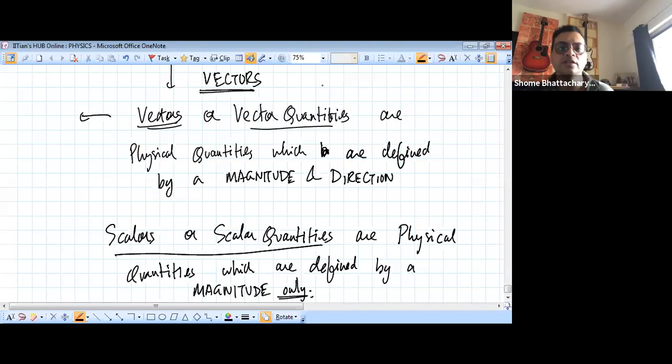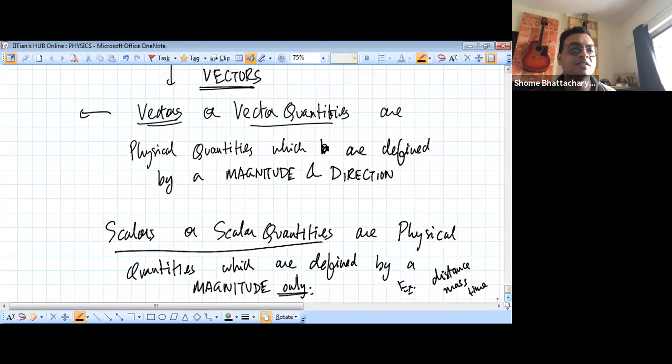So what is a vector quantity or a vector? It is a physical quantity which has to be defined by both magnitude and direction. Whereas what is a scalar quantity or a scalar? It is a physical quantity that is defined only by magnitude and no direction. So examples of scalars are distance that we just saw, mass, time, volume, so many other things.